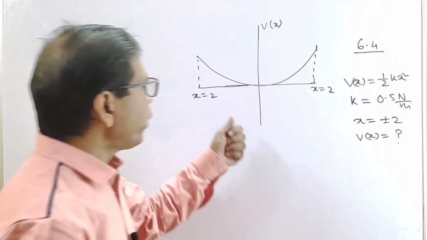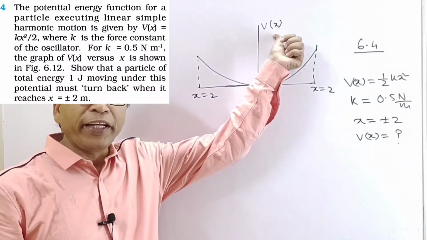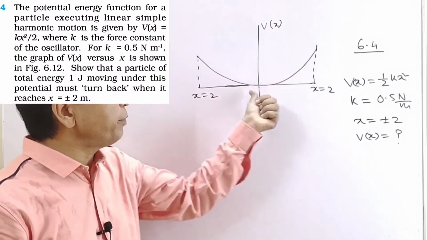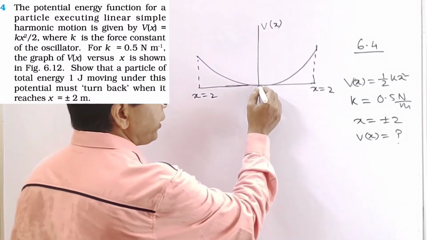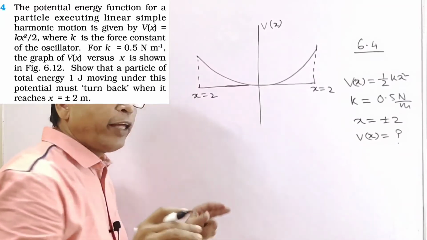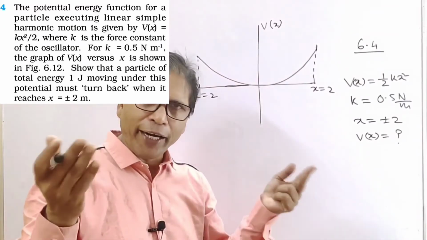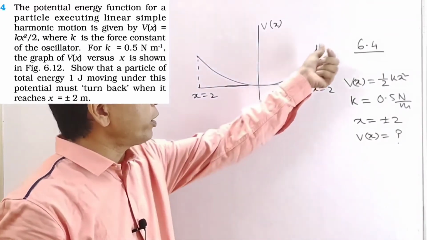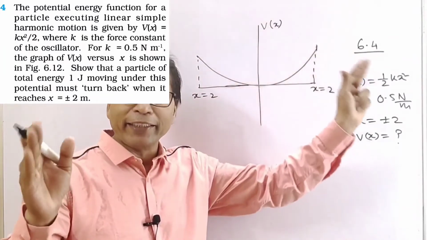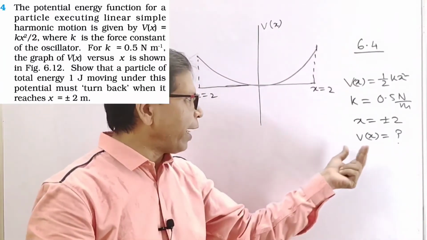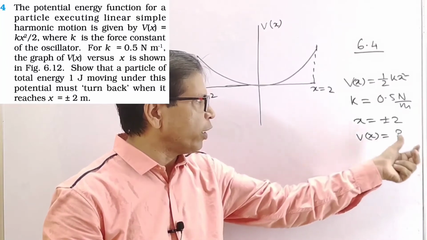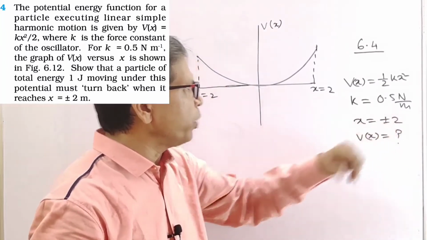Now look at this. The graph of potential energy and x is given here. Look at this here, potential energy is 0, that is the potential is converted into kinetic energy. Now here potential energy is maximum. Now we have to prove the maximum potential energy equals 1 joule when x equals 2 meter.